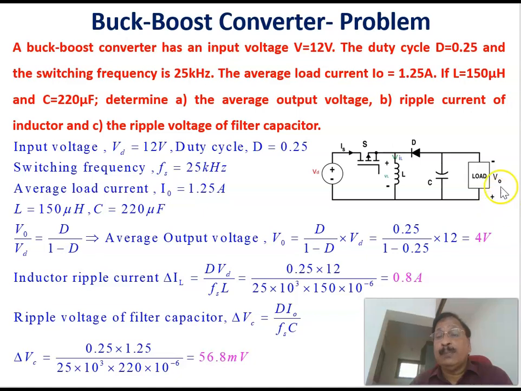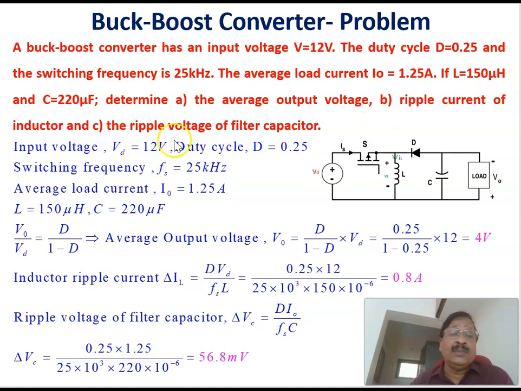Of course, polarity will be plus here and minus here, because polarity wise inversion is there, but the magnitude equal to 4 volt. Then next, the average output voltage we have to find, that is equal to 4 volts.